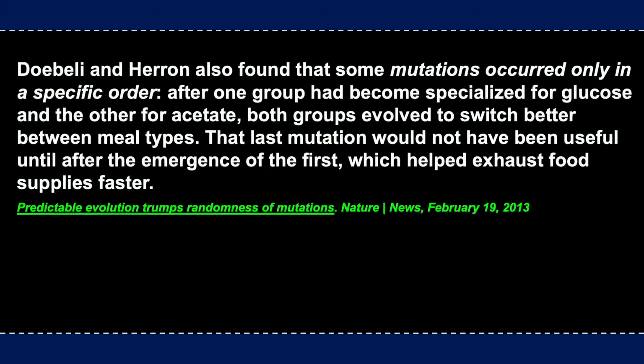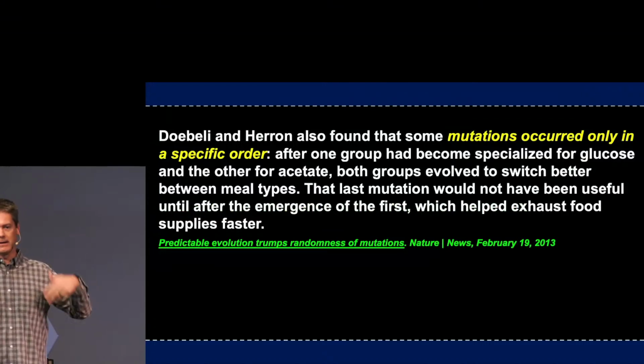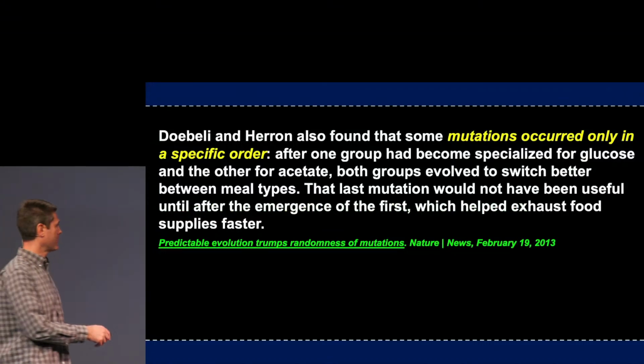So Nature News goes on to say this. Dobelli and Heron also found that some mutations occurred only in a specific order. After one group had become specialized for glucose and the other for acetate, both groups evolved to switch better between meal types. The last mutation would not have been useful until after the emergence of the first, which helped exhaust food supplies faster. So they're saying that not only are they identical, but somehow random, and somehow favor the environment, but also they occur in a specific order every time, and just repeated again and again and again. Something going on here that's not random.